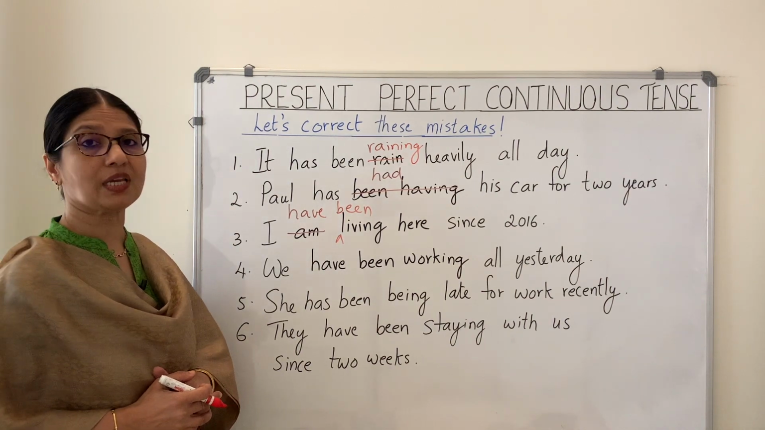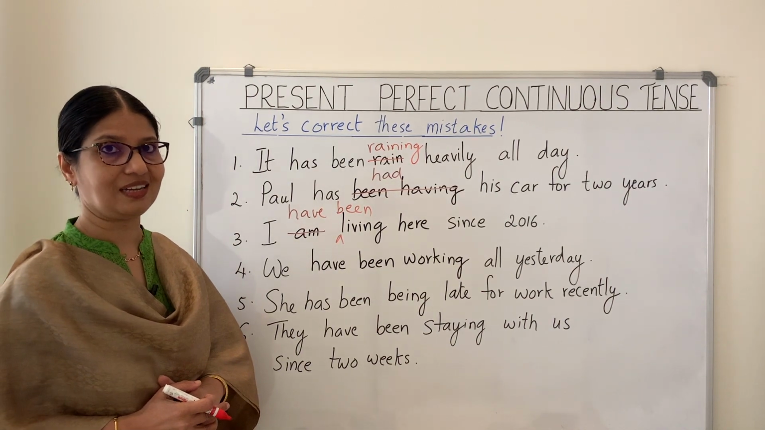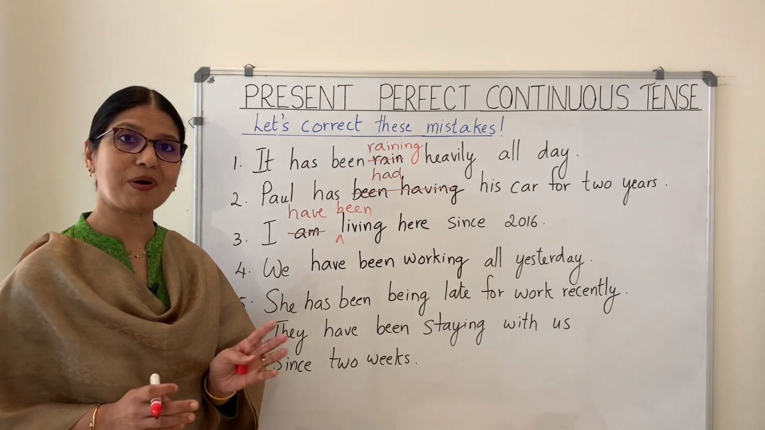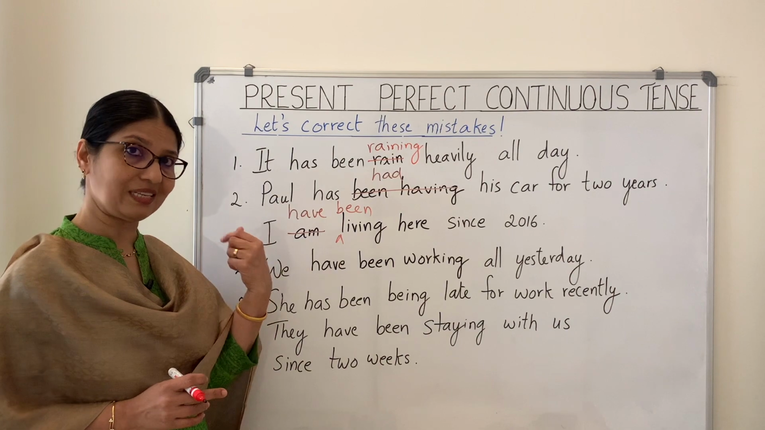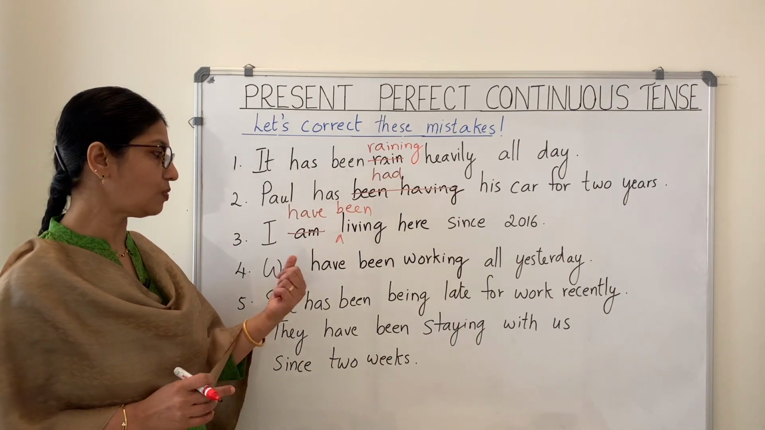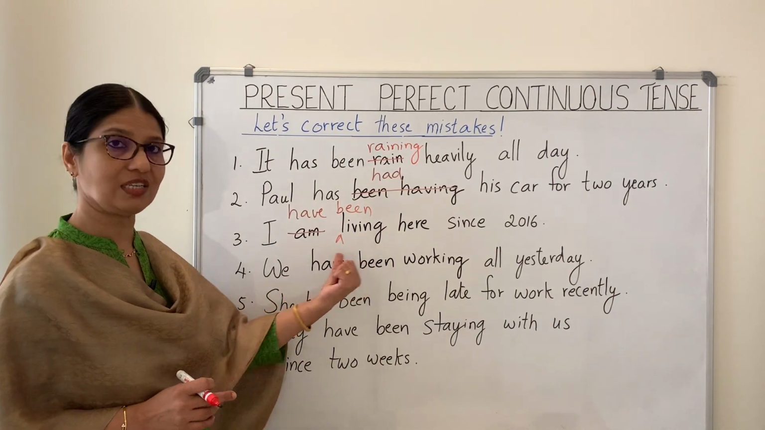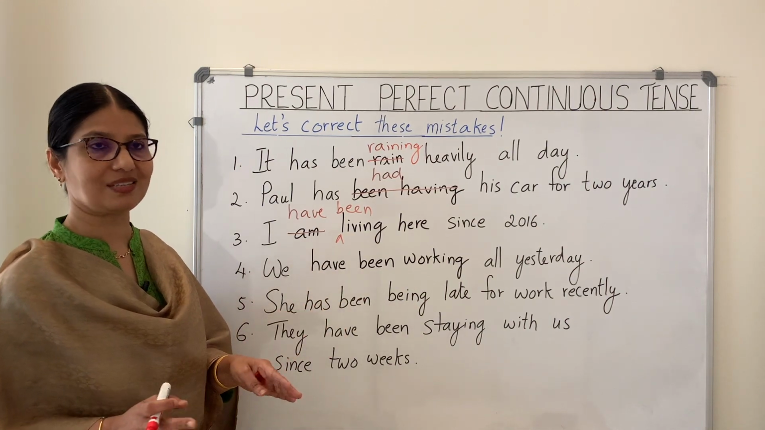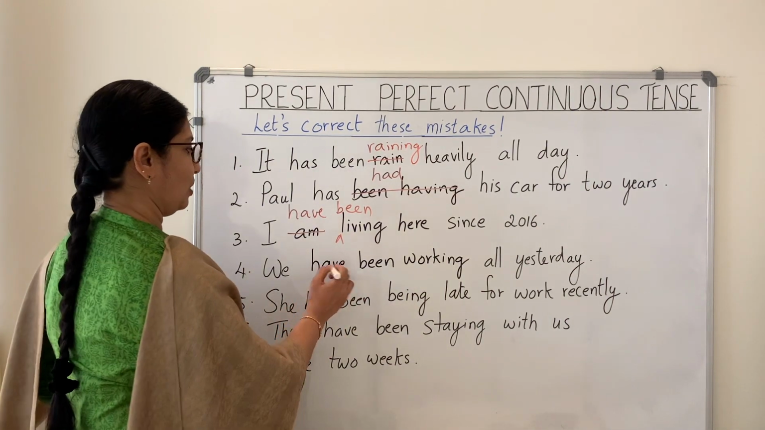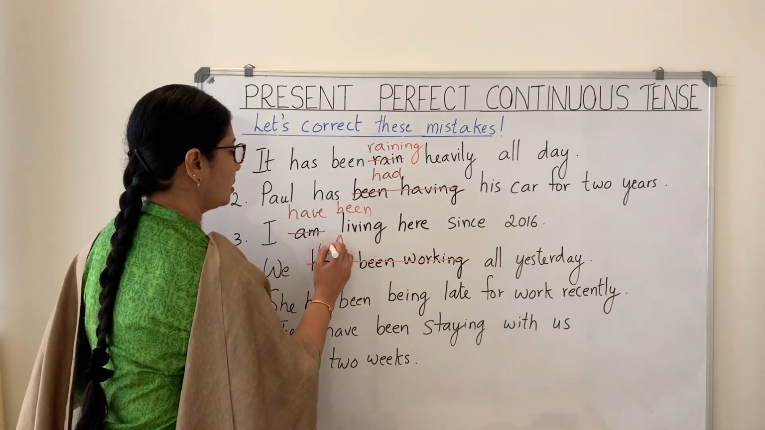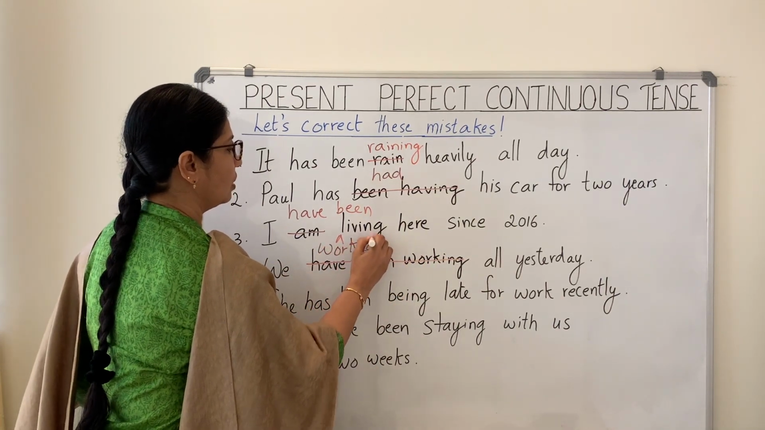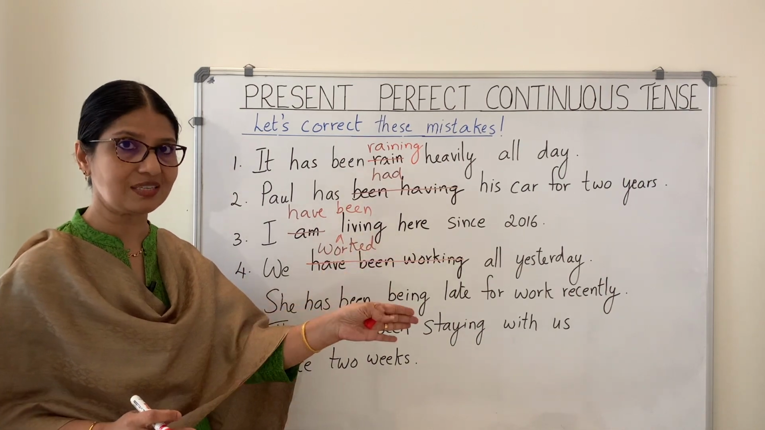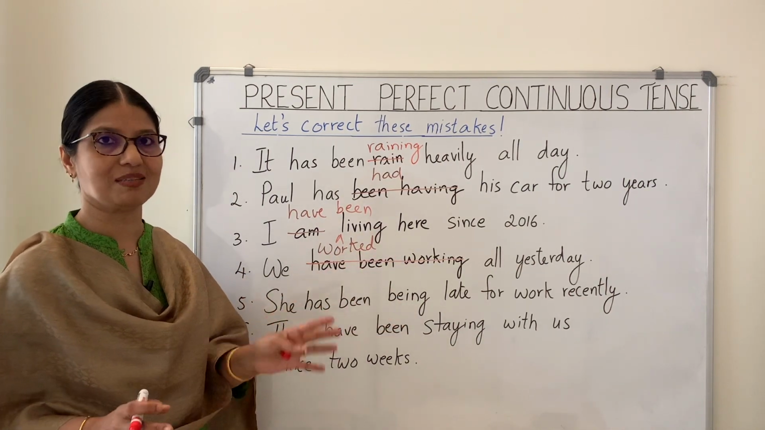We have been working all yesterday. Look at the time expression I've used there. It refers to the past. All yesterday. So I cannot use the present perfect continuous here. I should just use the simple past. So the answer will be we worked all yesterday. Because you have a time expression like all yesterday, we go for past simple.